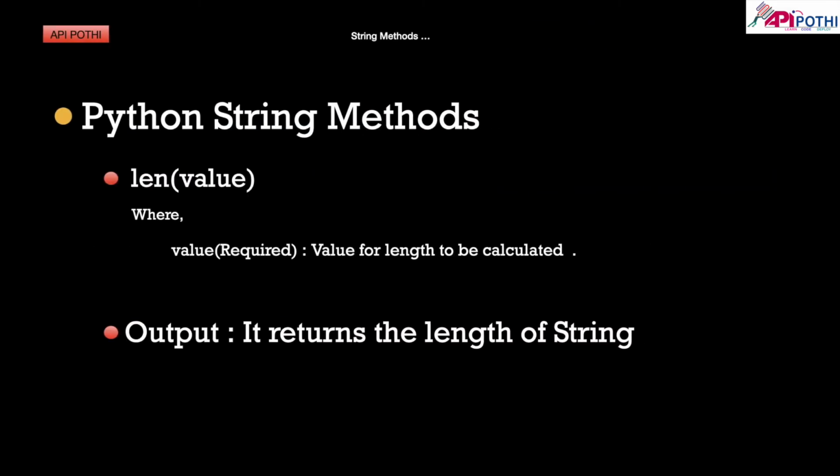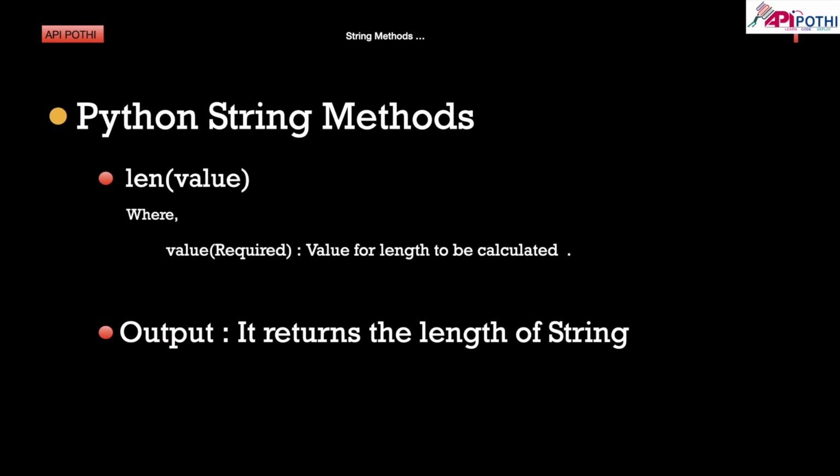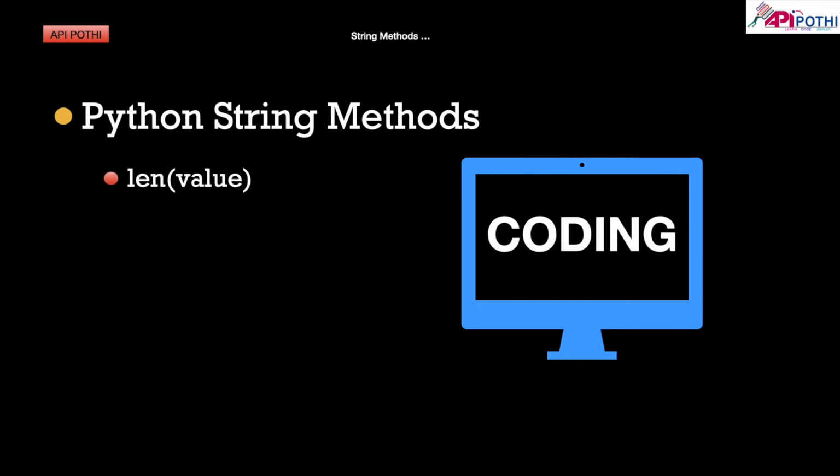Moving to the len method. Len method is basically providing us the length of the given string. Here we have only one argument and which is required. Now directly coming to our IDE in order to understand the len method in Python.